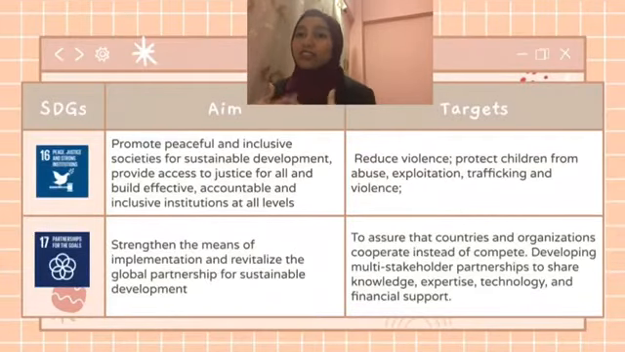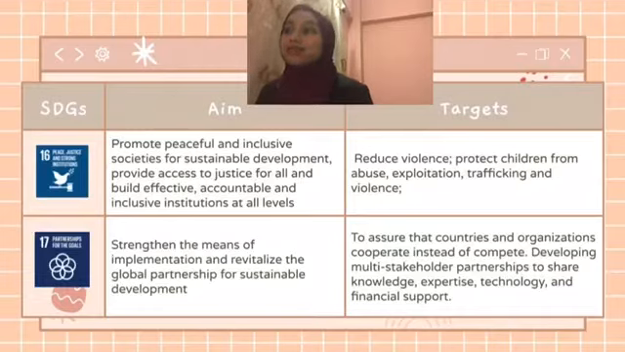So the aim for this last goal is to strengthen the means of implementation and revitalize the global partnership for sustainable development. And the target here is to assure that countries and organizations cooperate instead of compete. Also to develop multi-stakeholder partnerships to share knowledge, expertise, technology, and financial support.